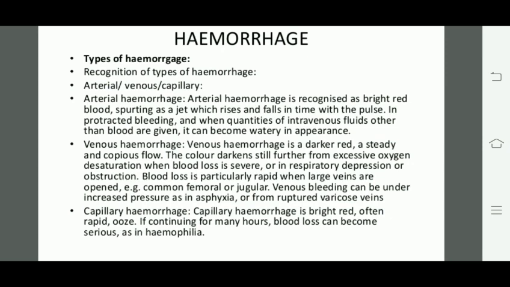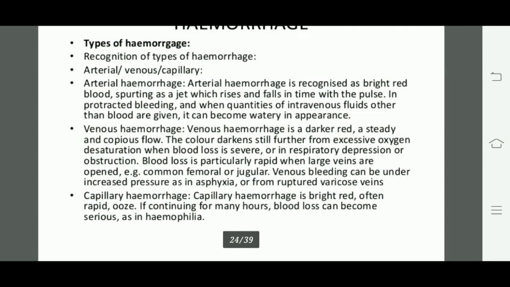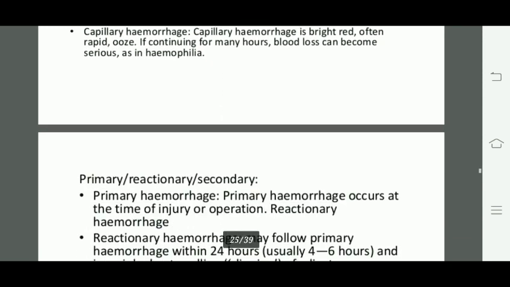Blood loss is particularly rapid when large veins are opened, for example, common femoral or jugular. Venous bleeding can be under increased pressure, as in asphyxia or from ruptured varicose veins. Capillary hemorrhage. Capillary hemorrhage is bright red, often rapid, and oozes out. If continuing for many hours, blood loss can become serious, as in hemophilia.